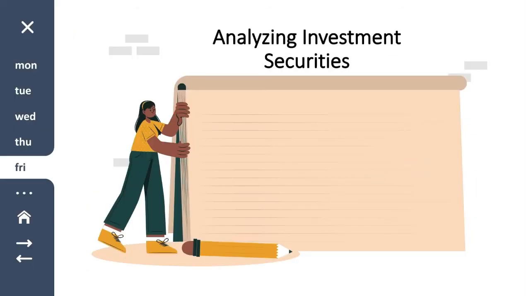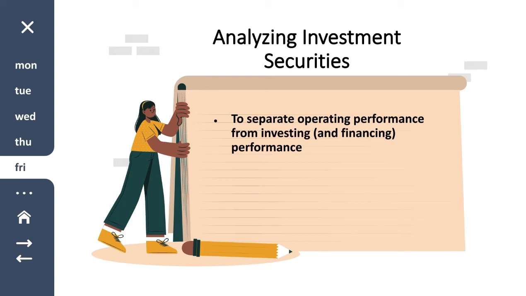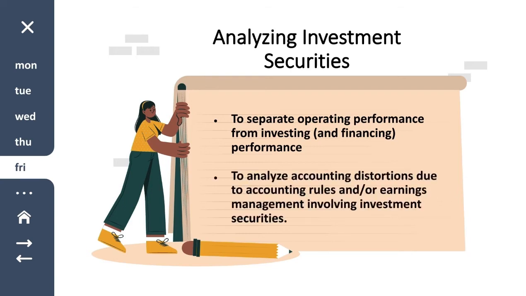And then analyzing investment securities. Analysis of investment securities has at least two main objectives. First, to separate operating performance from investing and financing performance. Second, to analyze accounting distortion due to accounting rules and or earnings management involving investment securities. What is separating operating performance from investing?